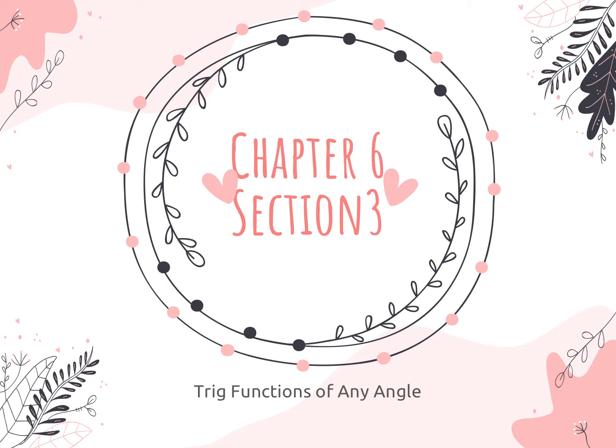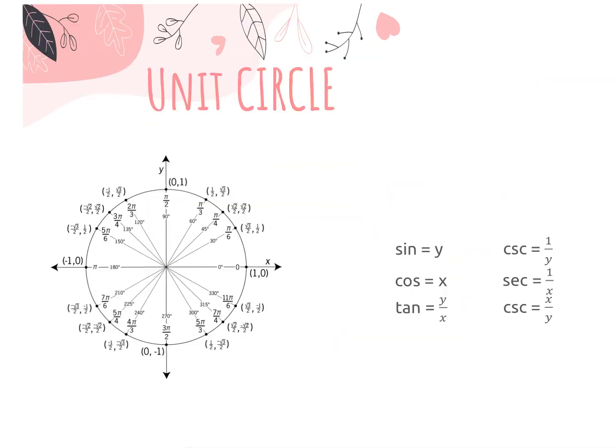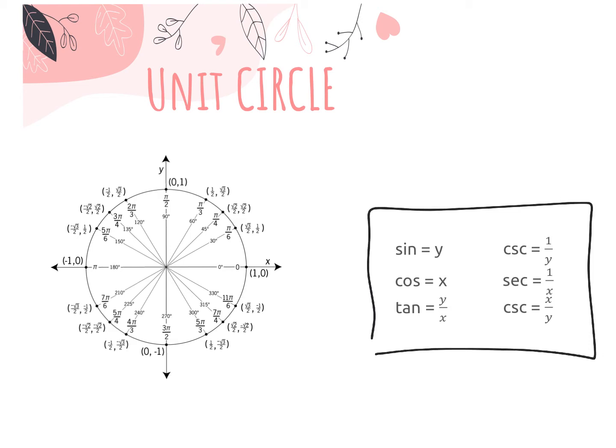So yesterday we started Chapter 6, Section 3. We saw what the unit circle looks like. Again, you need to remember or memorize the 6 trig functions and remember what they represent. Remember, before we memorized sine as y over r, cosine is x over r, and tangent y over x.